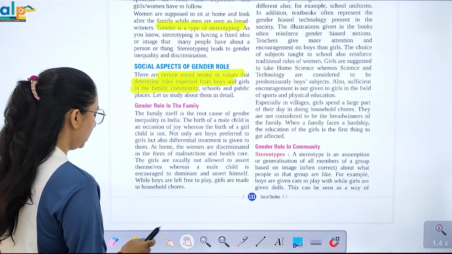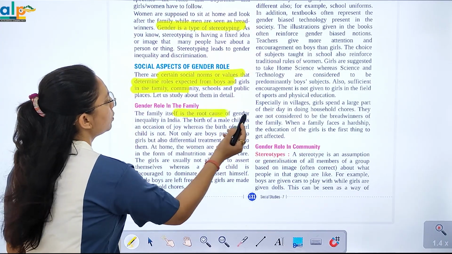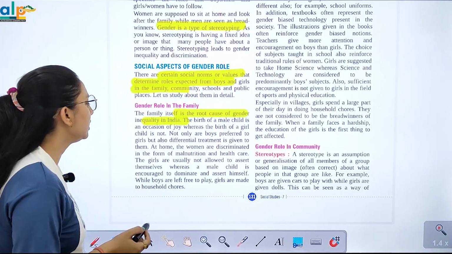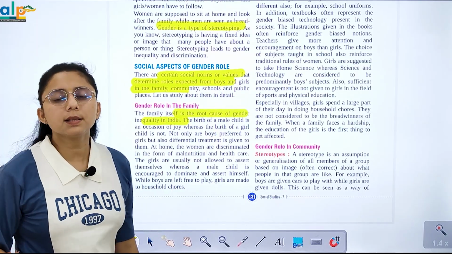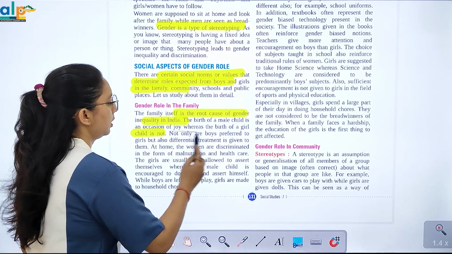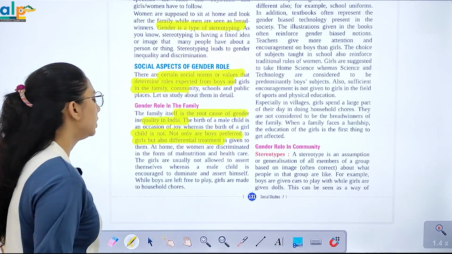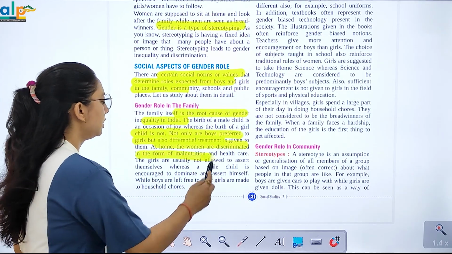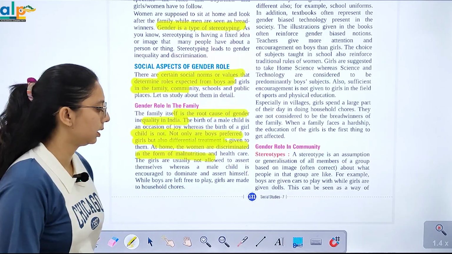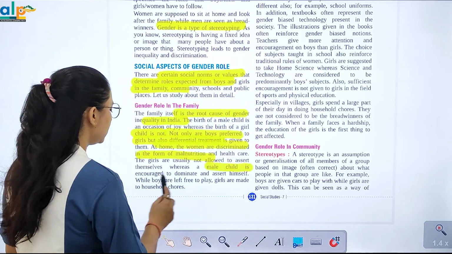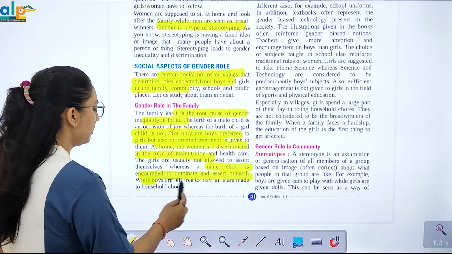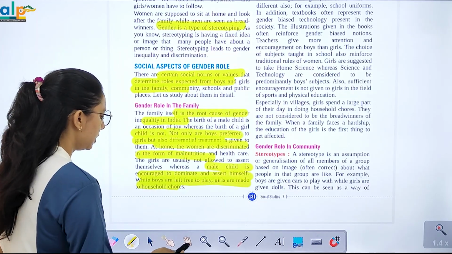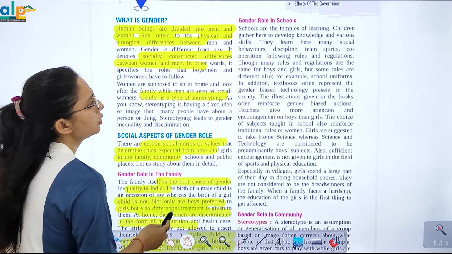So, what are the gender roles in the family? The family itself is the root cause of gender inequality. Birth of the male child is the occasion of joy, whereas if a girl child is born, it is not. So not only are boys preferred to girls, but different treatment is given. At home, girls are discriminated against in the form of malnutrition and healthcare. The male child is encouraged to dominate and assert himself, while boys are left free to play and girls are made to do household chores.